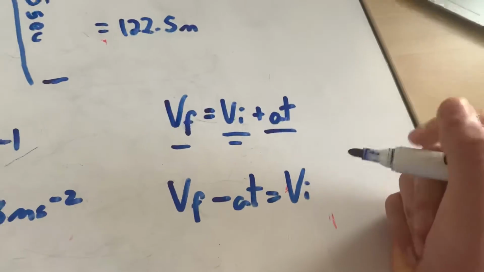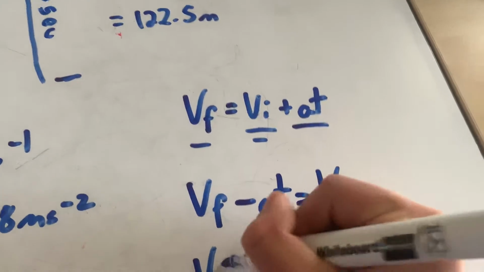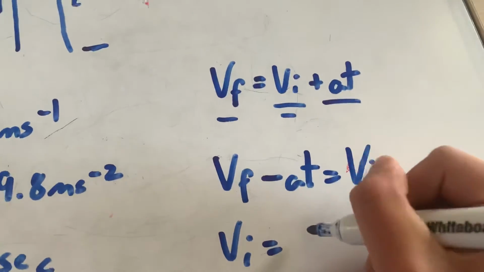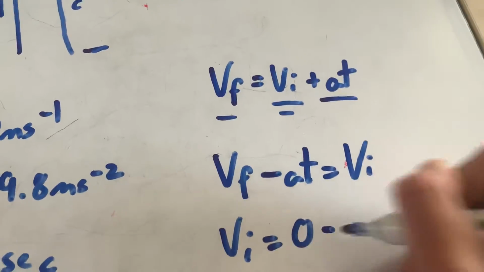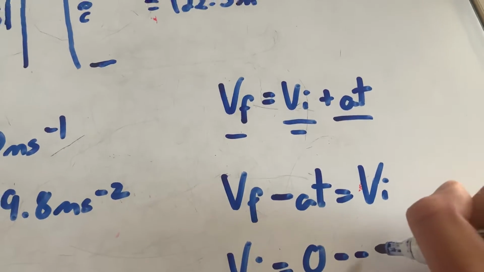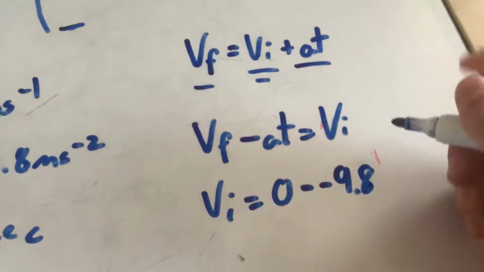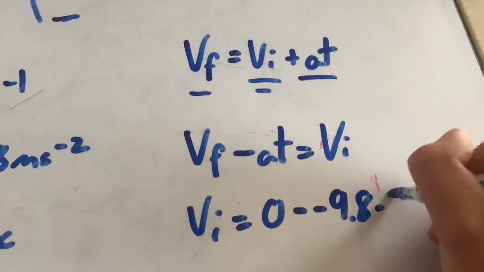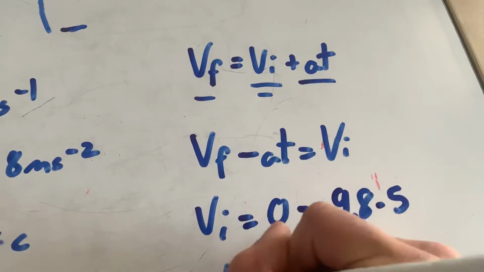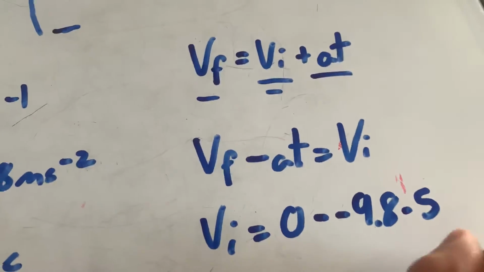And we can simply just substitute. So VI is equal to 0 minus negative 9.8 times 5, which will just end up being VI is equal to 49 meters per second.